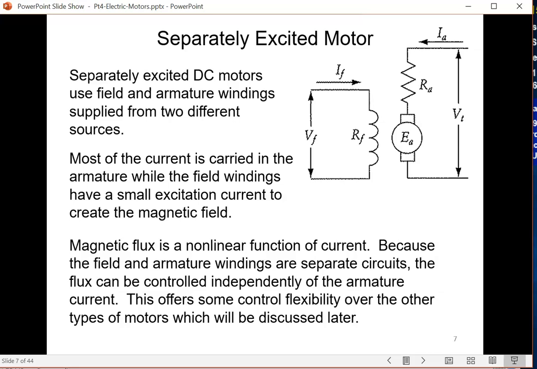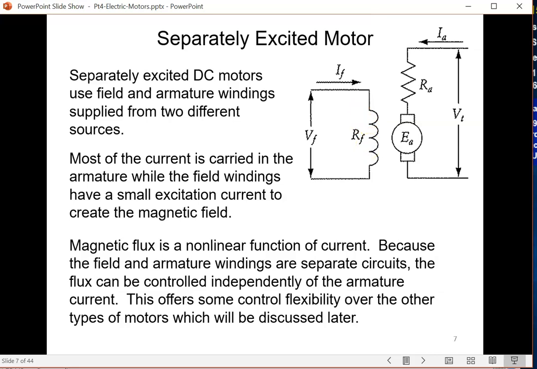And another thing you need to bear in mind is that in an arrangement like that, the current in the armature winding on the rotor, IA, tends to be a lot greater. It carries most of the current, whereas the current required to produce a magnetic field is relatively small, partly because of the saturation of the flux.